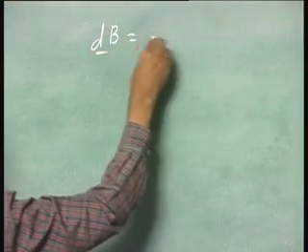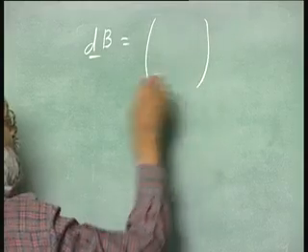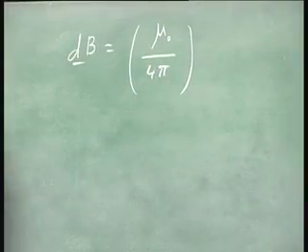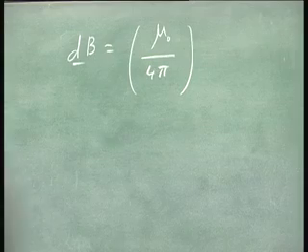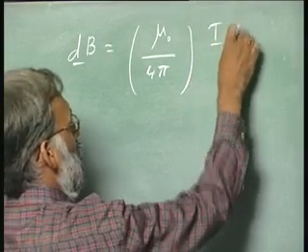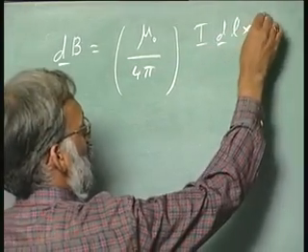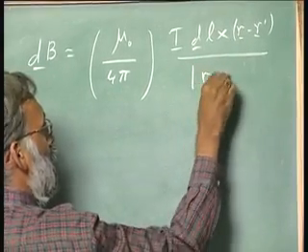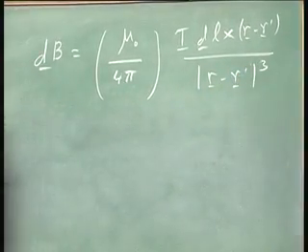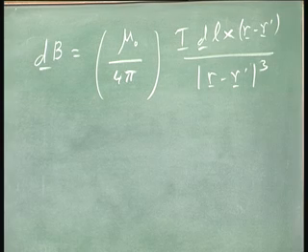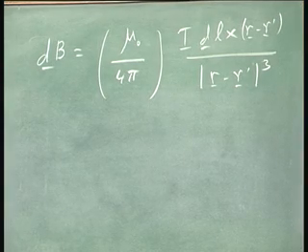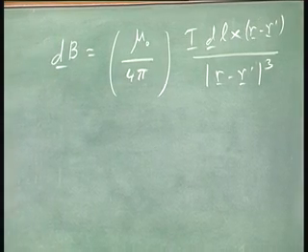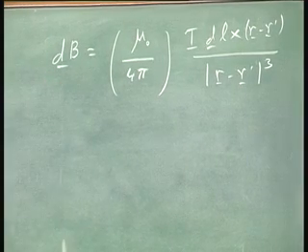dB equals, now I am going to put in the mu naught over 4 pi. This is a normalization constant that comes out of SI units. I dl cross r minus r prime divided by r minus r prime cubed. Very complicated looking equation. So, let us see if we can use it and extract what this magnetic field really should be.